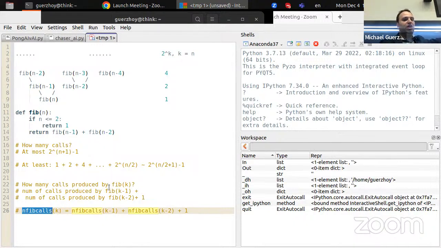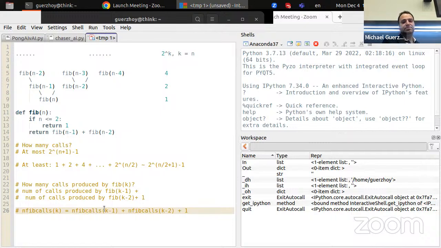Well, in order to compute fib of k, you need to call fib of k minus 1, that produces n fib calls k minus 1 calls. And then you also need to call fib of k minus 2 that produces n fib calls k minus 2 calls. And then there is the tiny little plus 1 here. So note that this function is basically the same as the definition of the Fibonacci sequence itself.